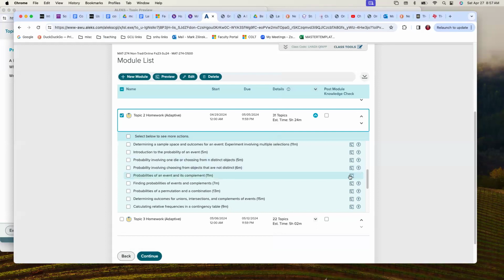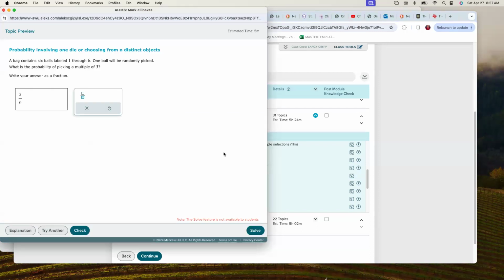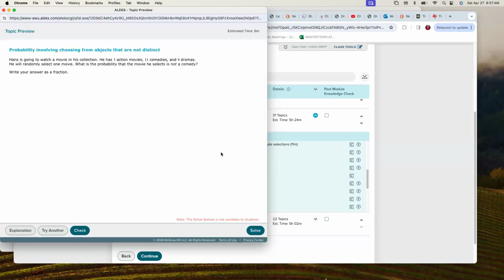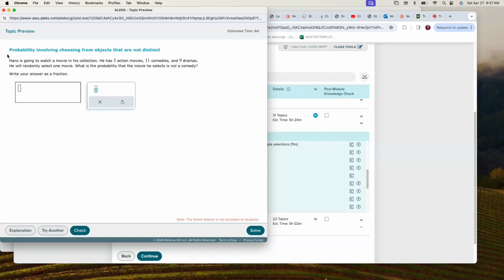If we get into complements, the other problems are just like that. I guess these are going pretty quick, so I can do a few more. Watching the movie here, he has 3 action movies, 11 comedies, and 9 dramas. So he's going to randomly select one movie. Again, we know that we have a total of 23 possibilities.